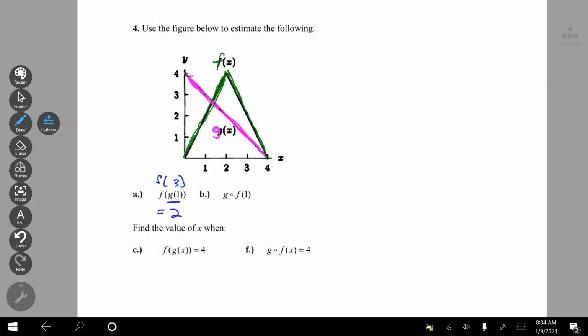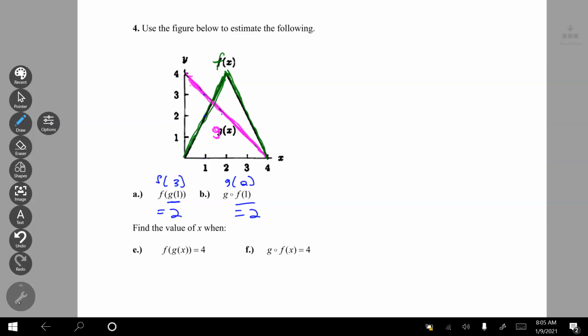I'm going to do the same thing over here. I have to go to f of 1 first. I go to 1, and f in the green is equal to 2. I have to do g of 2. I go to 2 on the x. I go to the pink graph, and I see y is equal to 2 there. So this is also equal to 2.